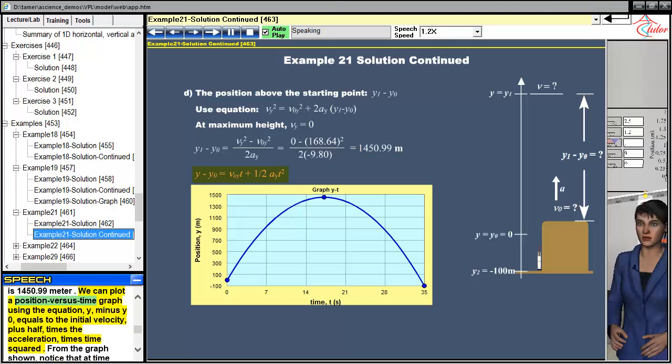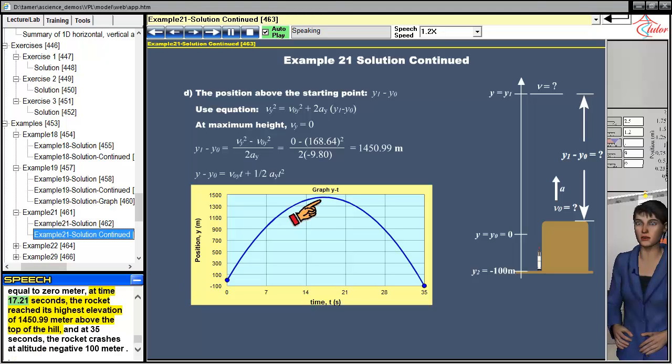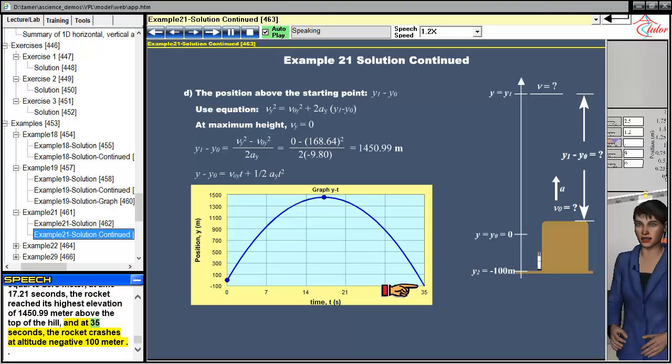We can plot a position versus time graph using the equation y minus y0 equals the initial velocity times time, plus half times the acceleration times time squared. From the graph shown, notice that at time 0, the rocket's position is equal to 0 meters. At time 17.21 seconds, the rocket reached its highest elevation of 1450.99 meters above the top of the hill. And at 35 seconds, the rocket crashes at altitude negative 100 meters.